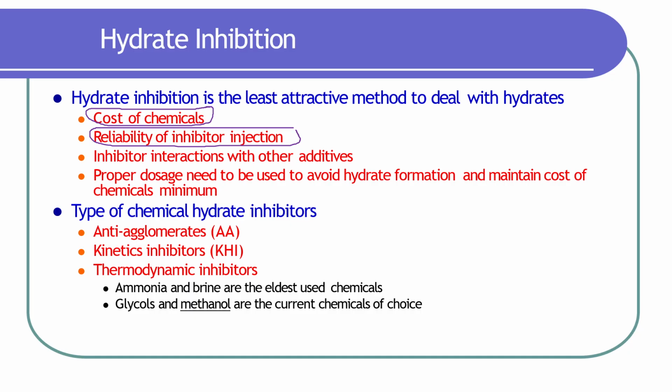Now, when we talk about chemical hydrate inhibitors, we are typically talking about three types. The first type is what we call the anti-agglomerates, or the AA. The second one is the kinetic inhibitors, which is the KHI, and the third one is what we call the thermodynamic inhibitors. In terms of thermodynamic inhibitors, we have the old generation and we have the new generation. The ammonia and the brine are the well-known old chemicals used for hydrate formation inhibition. And the glycol and methanol are the new generation of chemicals that are used intensively in the industry to prevent the formation of the hydrates.